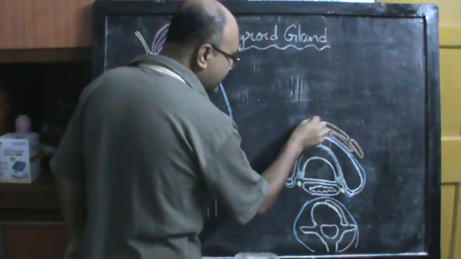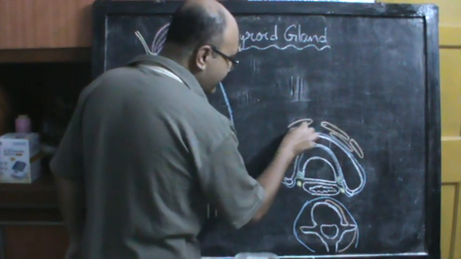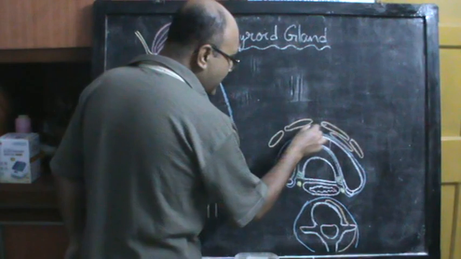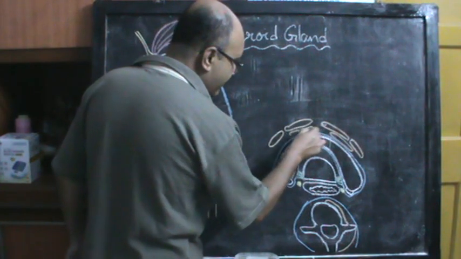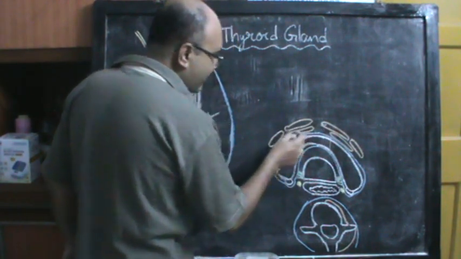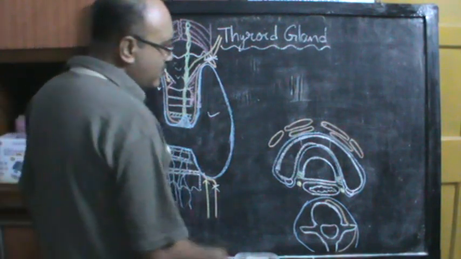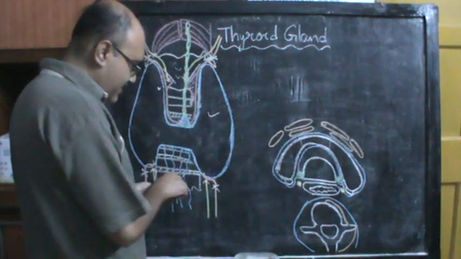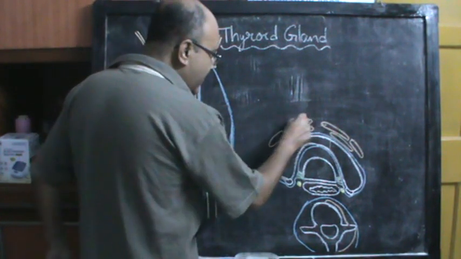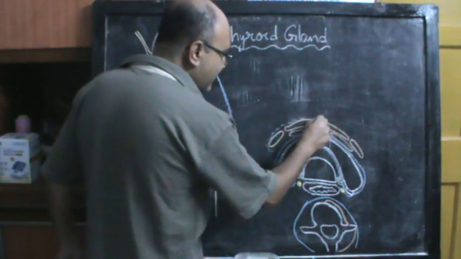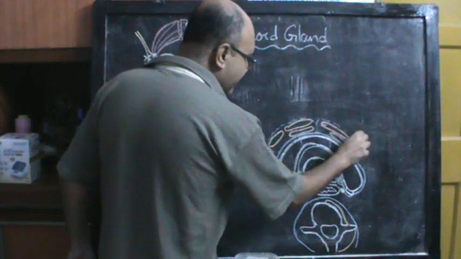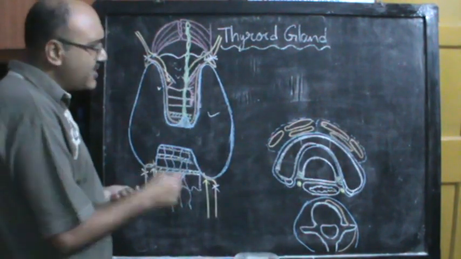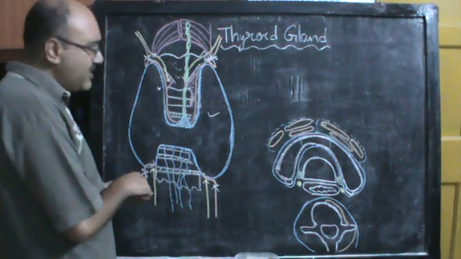So again you have the sternohyoid, the omohyoid, and the sternothyroid. So you have drawn the sternohyoid, omohyoid, and the sternothyroid muscles, and these are also loosely enclosed by an extension of the pretracheal fascia. Now in front of all this you still have the skin.